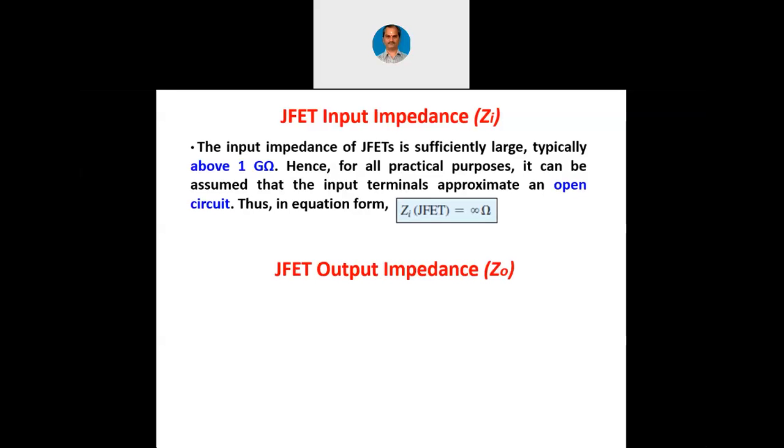Any answers? Lesser than BJT. Fine. How? If it is less than BJT, how or why?